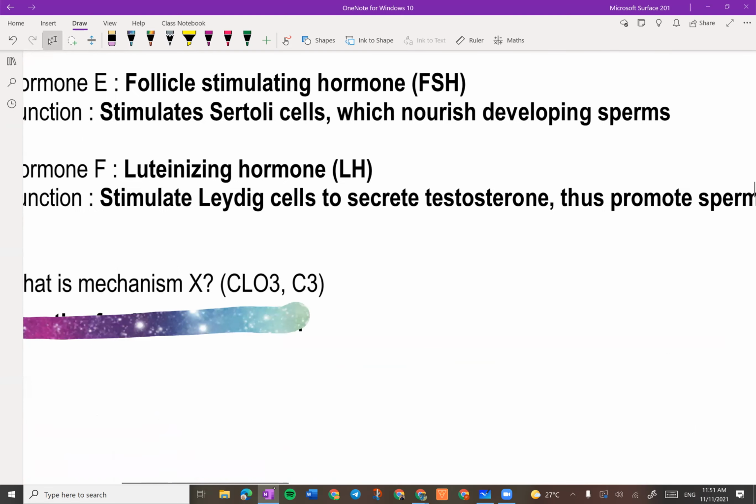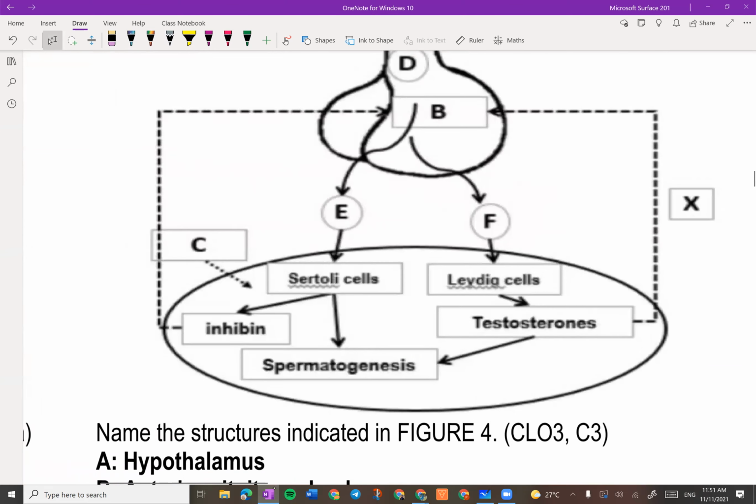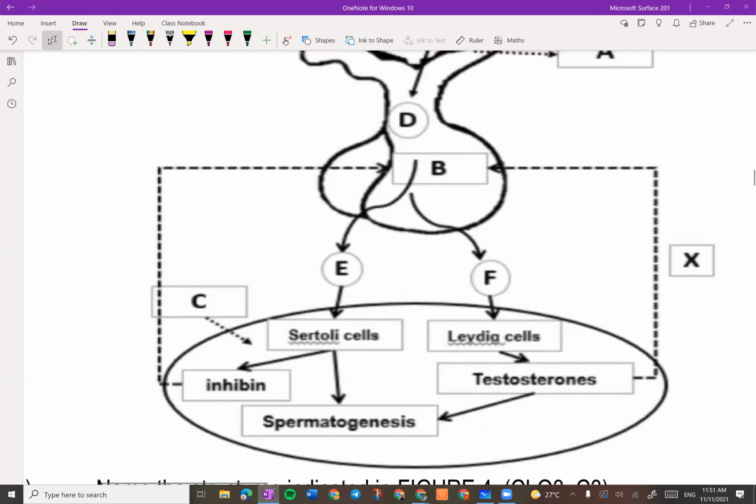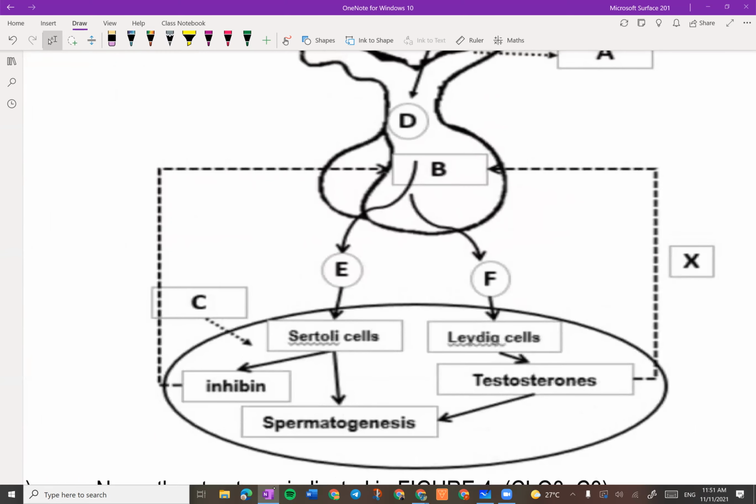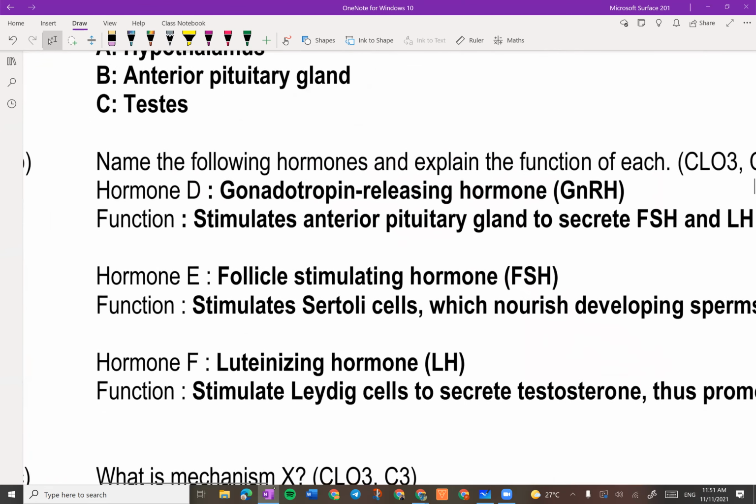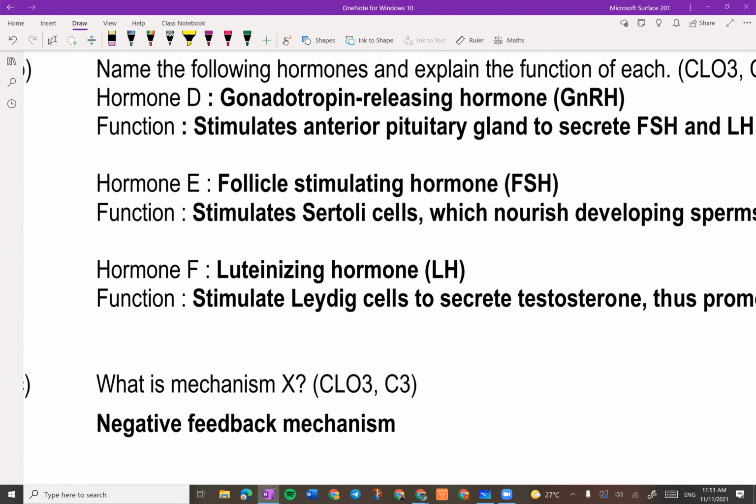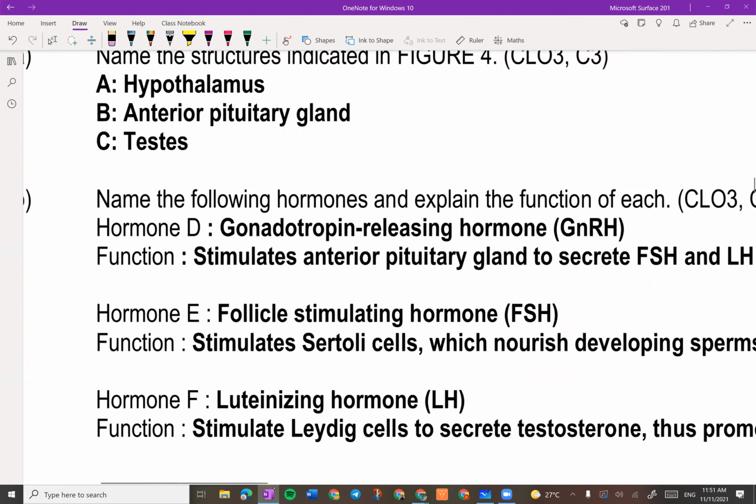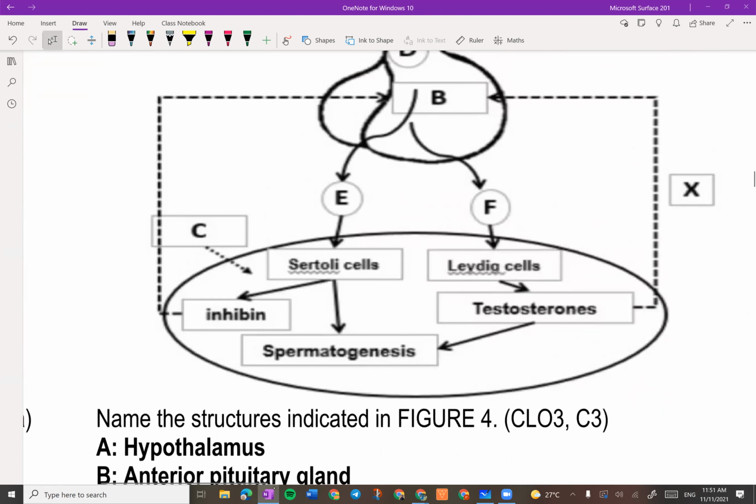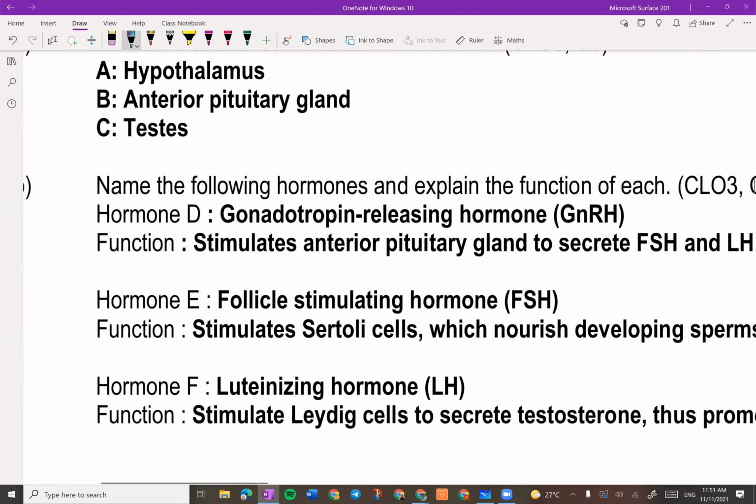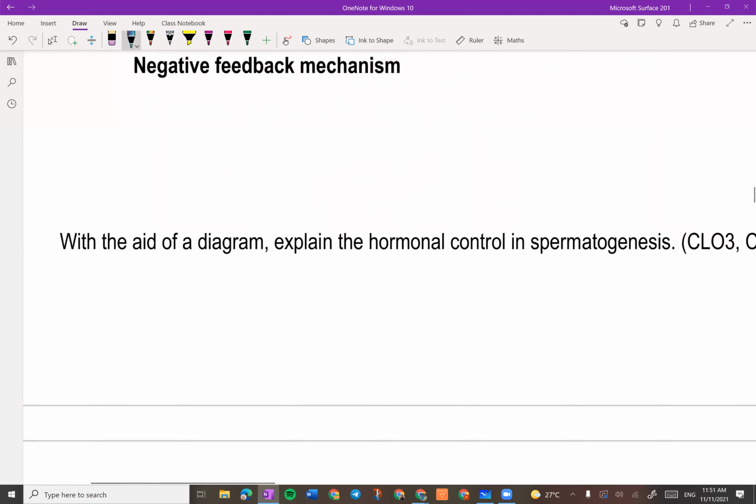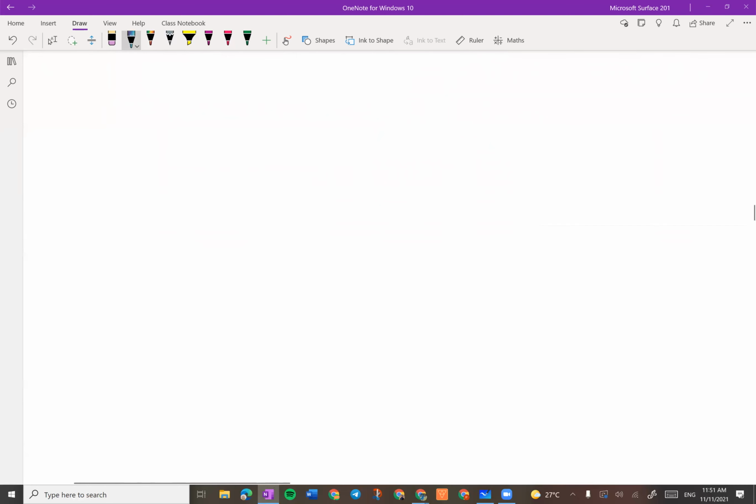Alright. What is mechanism X? Okay, what is mechanism X? Negative feedback. Right? Negative feedback mechanism. Good. I thought the whole structure was just that one. Well done. If I had answered, I would have been wrong.